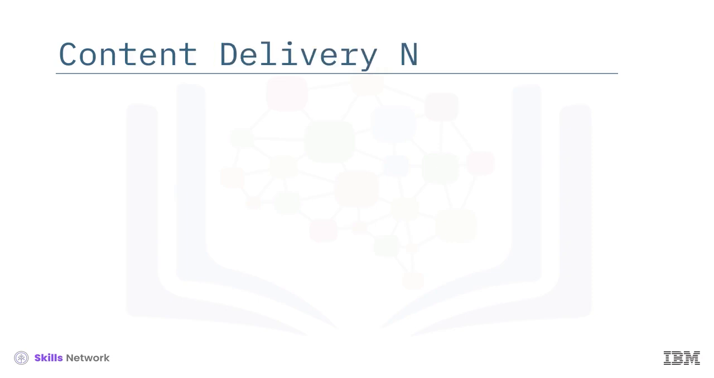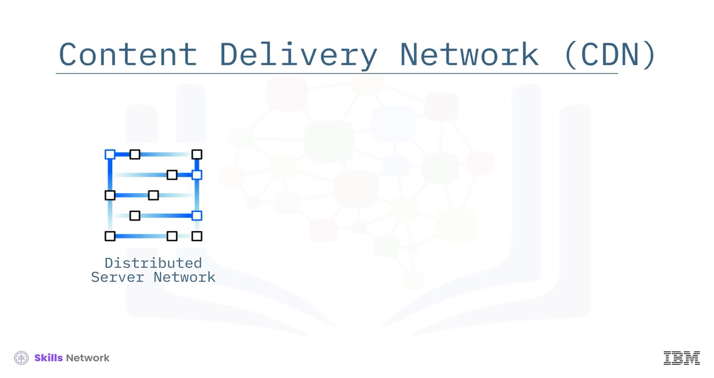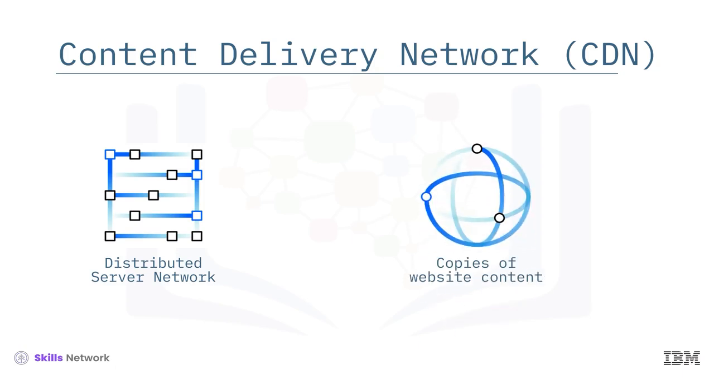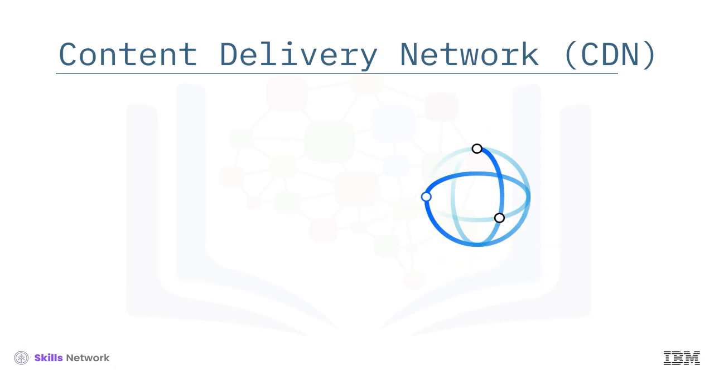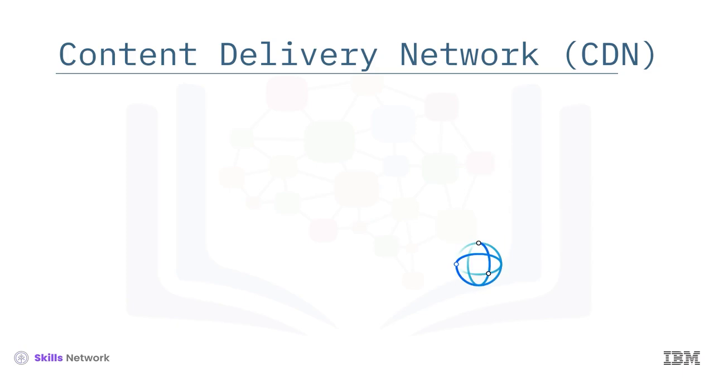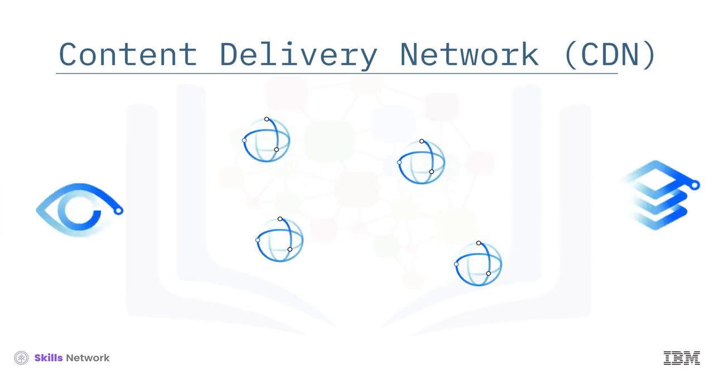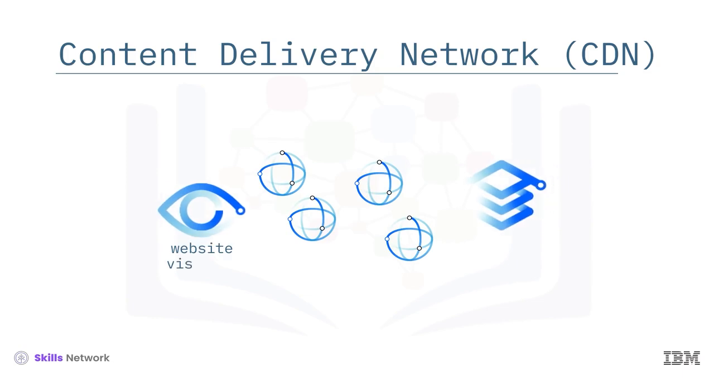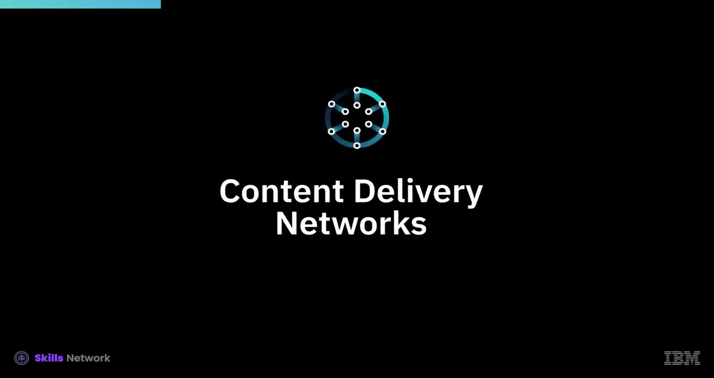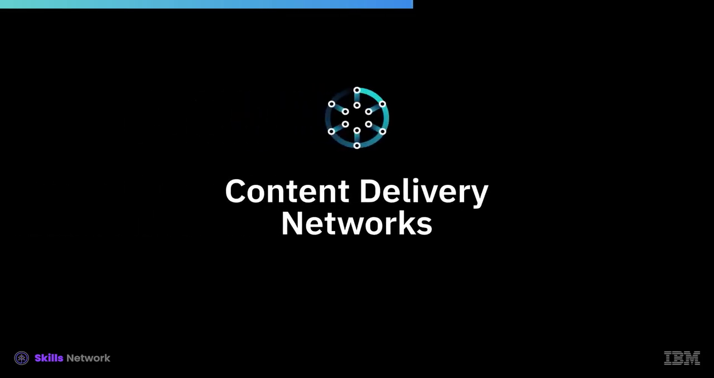A content delivery network, or CDN, is a distributed server network that delivers temporarily stored or cached copies of website content to users based on the user's geographic location. A CDN stores this content in distributed locations and reduces the distance between your website visitors and your website server. In the rest of the video, we'll learn more about content delivery networks.